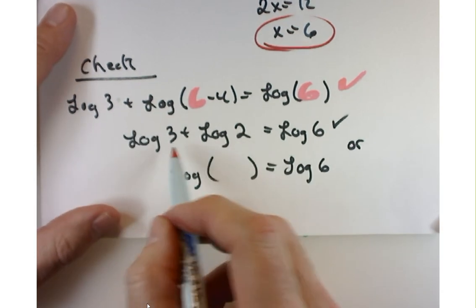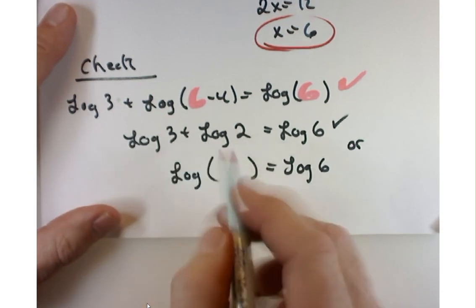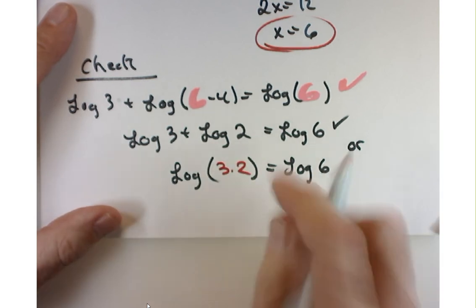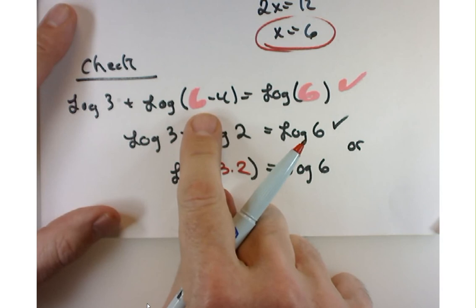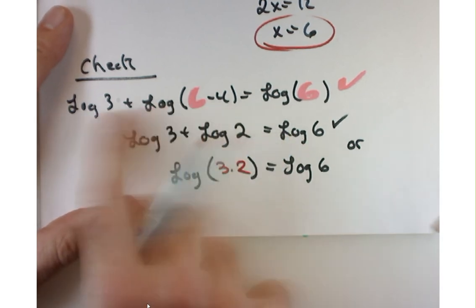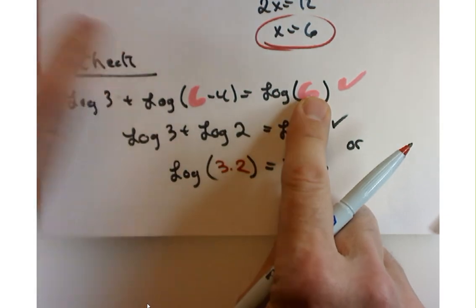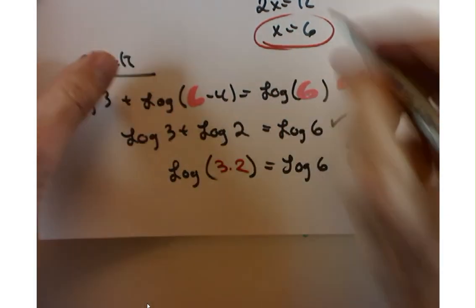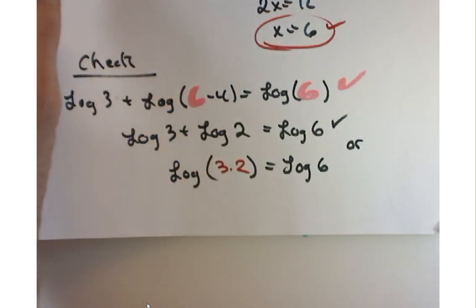That is, say, log of 3 plus log of 2. That's really log of 3 times 2, which is the log of 6. What's the minimum you've got to do, though? You've got to check it to make sure that you don't get a negative inside the logarithms. That's what you've got to check for. And if you do, throw it out. It's extraneous. In this case, it actually works.